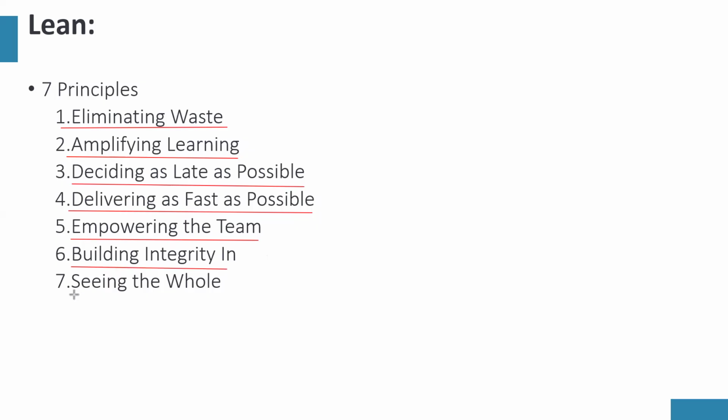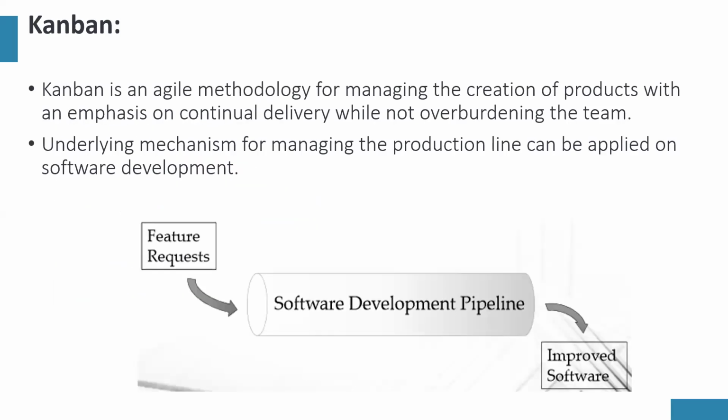Then being able to see the whole value workflows is what we are saying in seven. So the seven principles of lean also apply to Agile. And that's why we say that Agile came out from lean. So we also have that. Now let's talk about Kanban.